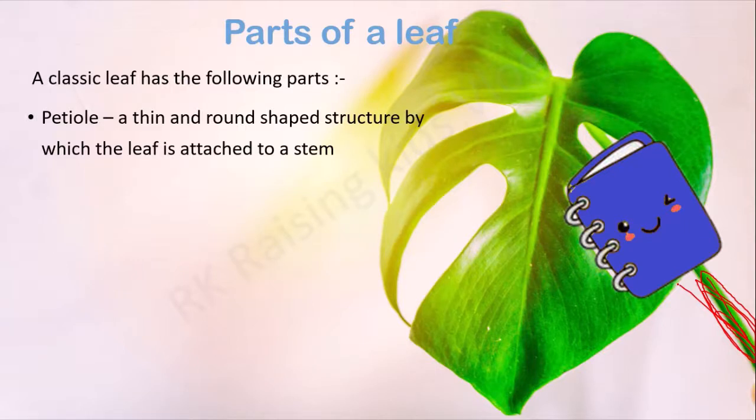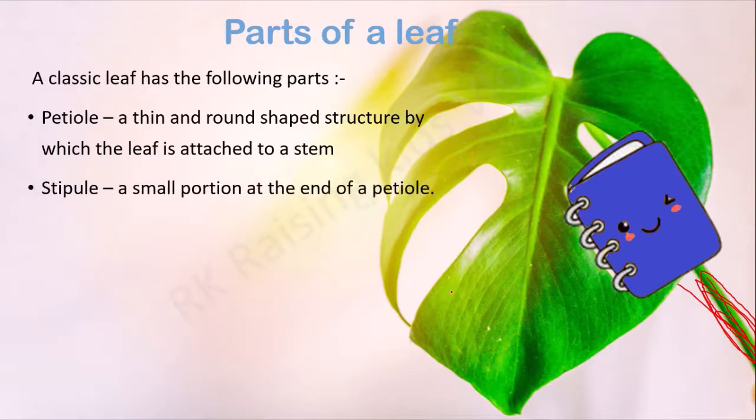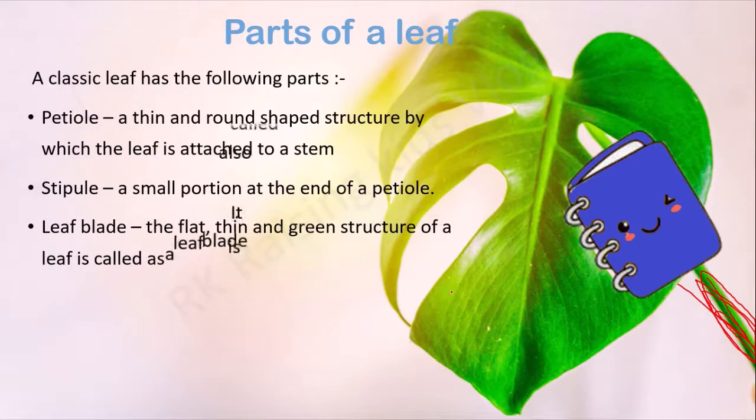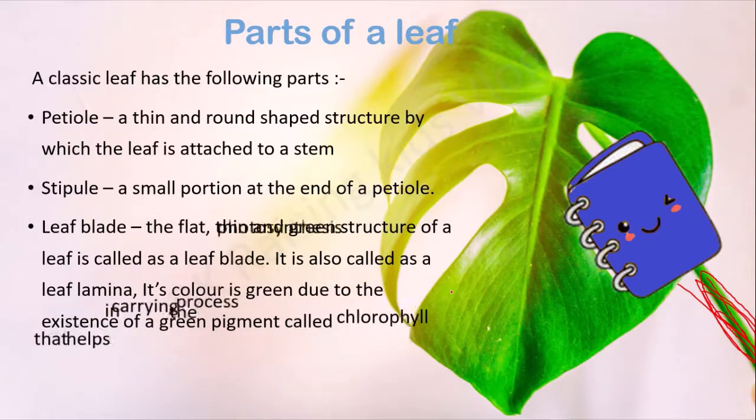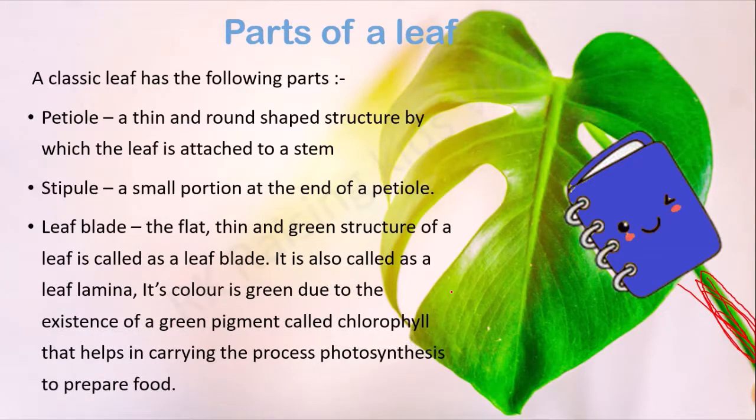Next is the stipule, number 2. It's a small portion at the end of a petiole. A small portion means like a small leaf or a small bud at the end of the petiole. It's known as the stipule. Leaf blade is the thin, flat and green structure of the leaf. It's also called leaf lamina. Its color is green due to the green pigment called chlorophyll that helps in carrying out photosynthesis to prepare food, which I explained.